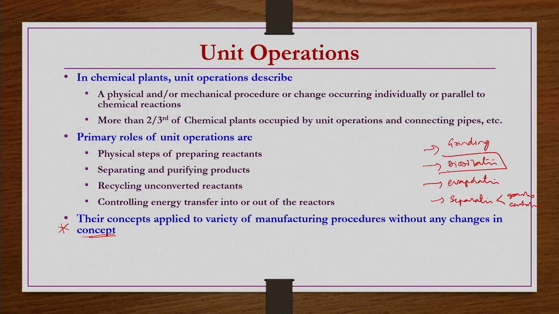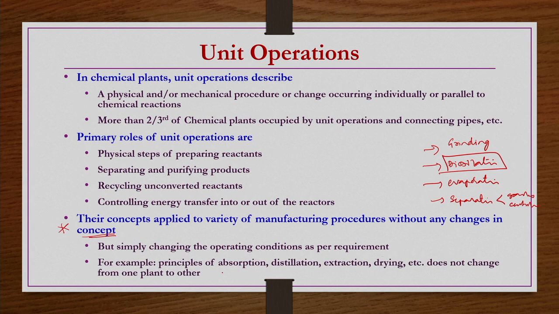That means the principles of distillation are going to be the same whether you are considering it in a petroleum industry or polymer industry or whatever. Only depending on what component you are fractionating by distillation, that makes a difference, and the size of the reactor may be different, and operating conditions may be different, but the principles are going to be the same. That is the good thing about these unit operations, right? We can apply them without any changes in the concept, simply changing the operating conditions as per requirement. For example, principles of absorption, distillation, extraction, drying, etc. do not change from one plant to the other.